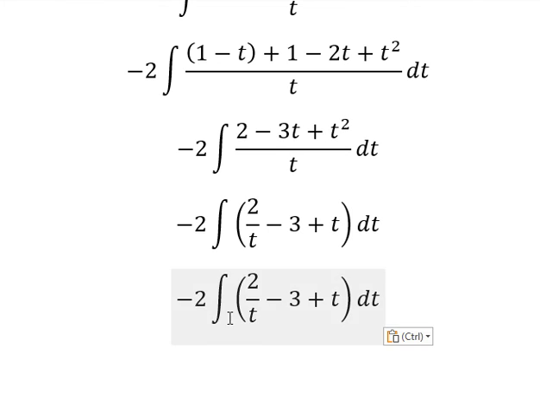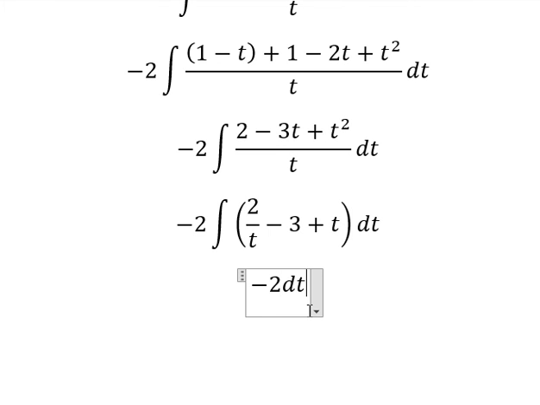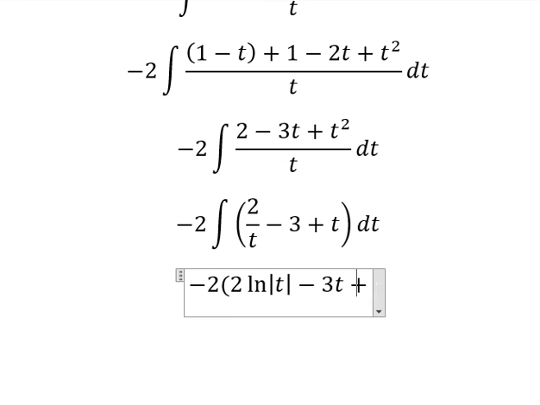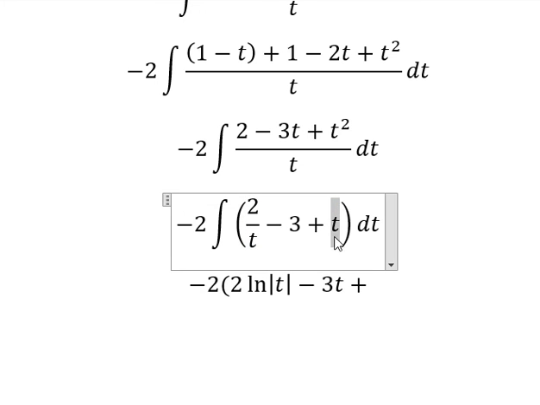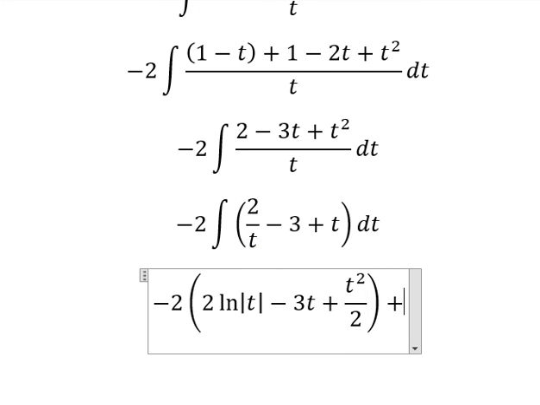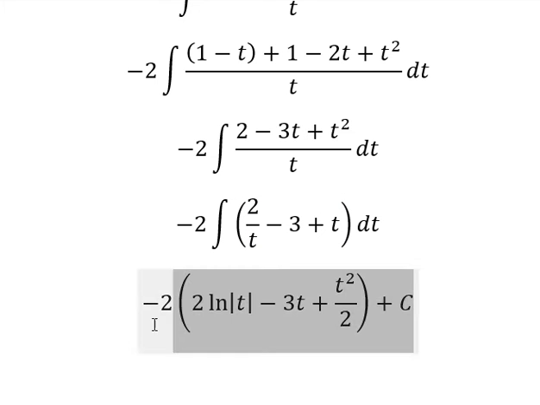And now we have the final answer. The integration of this one, we have 2 ln of the absolute value of t. The integration of number 3, we have 3t. The integration of t, we have t squared over 2. And I will put c.